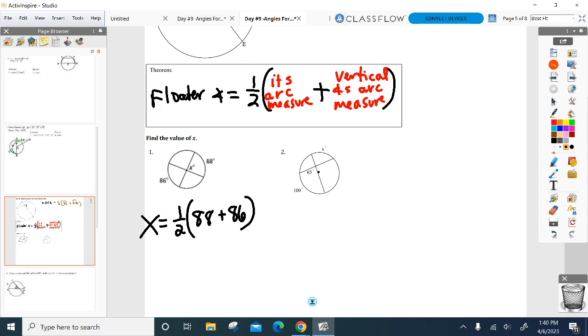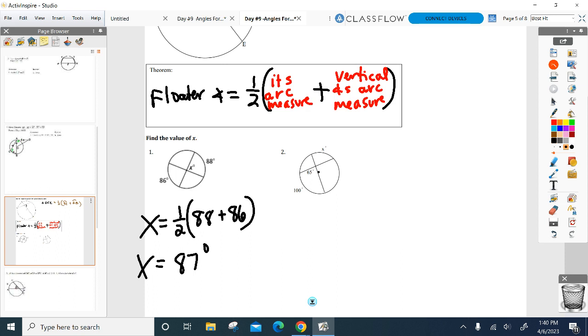And I always get a chuckle because everyone goes to their calculator. Hey, honors kids, what's halfway in between 88 and 86? Okay, thank you. Put those calcs away. Oh, I see what he's talking about. I didn't see that.